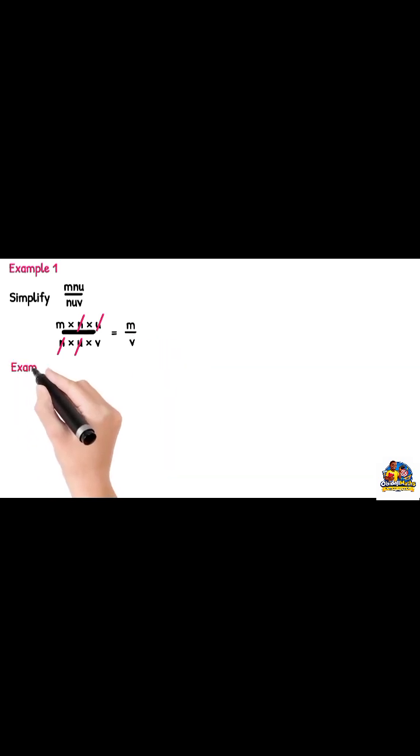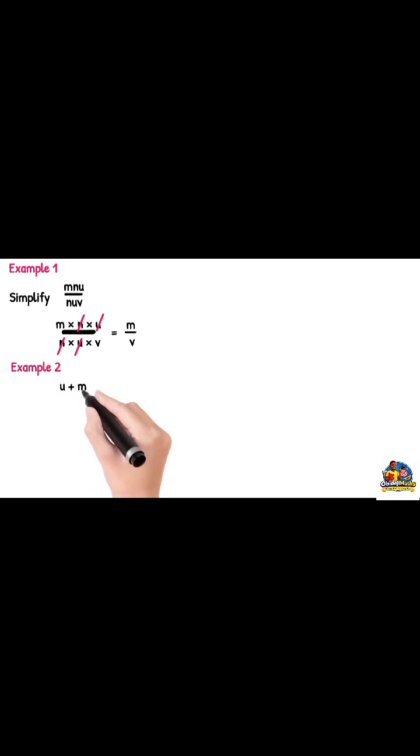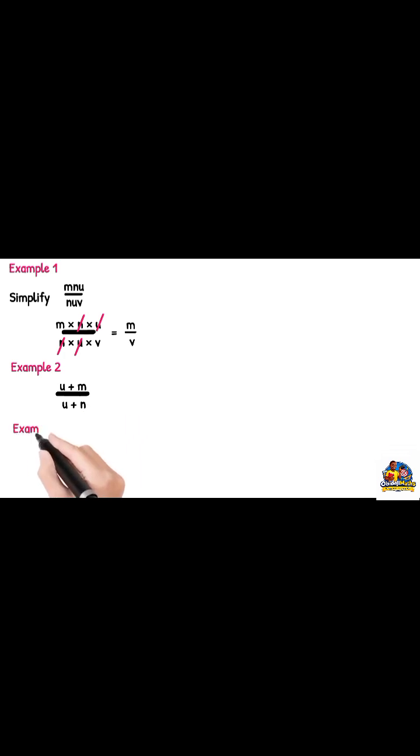Another example, example 2. Simplify U plus M over U plus N. You will notice that there is no common factor. You cannot cut it because it is plus. You cannot cancel U. So you are going to leave it like that.